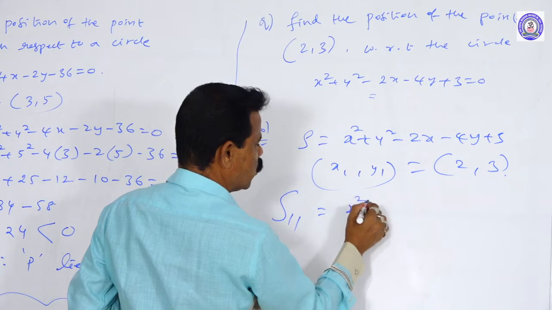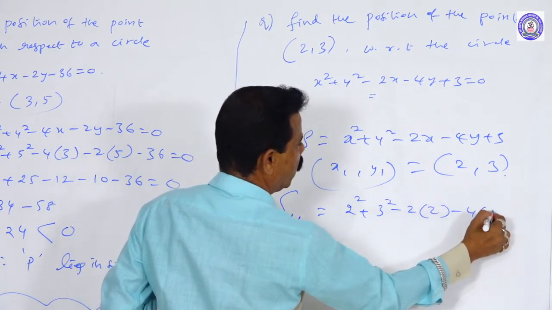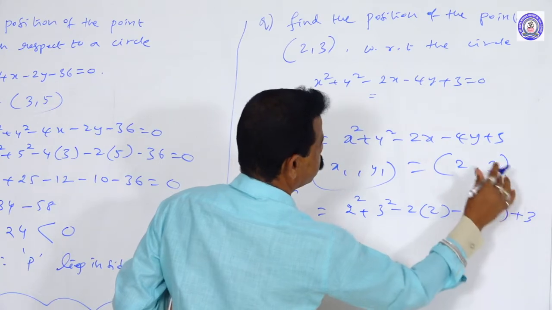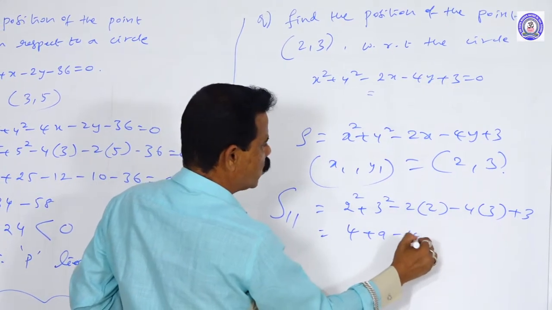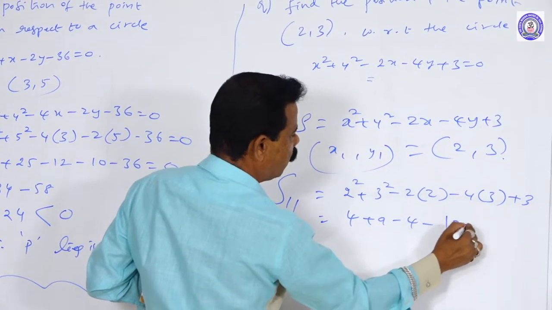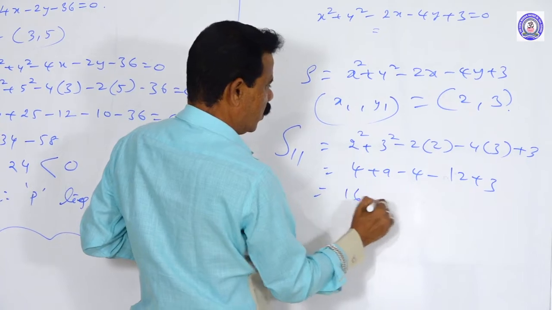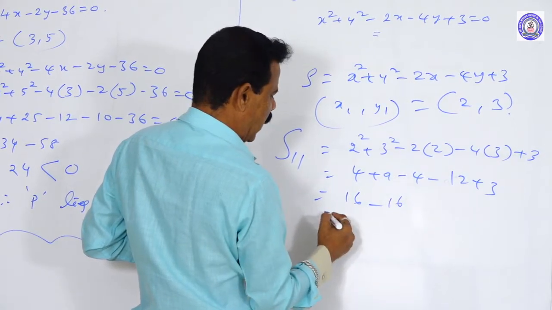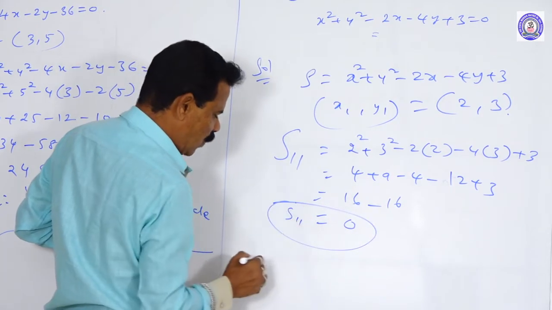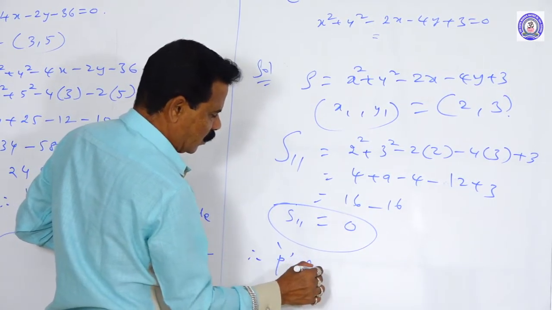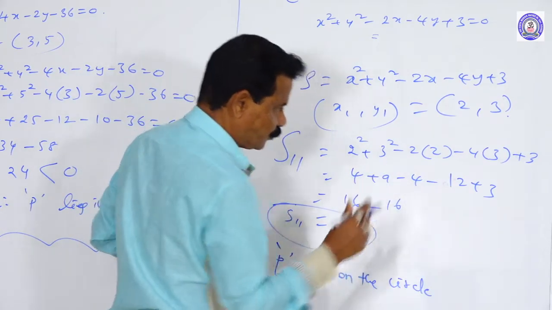x1 square, that is 2 square plus 3 square minus 2 into 2 minus 4 into 3 plus 3. It is 4 plus 9 minus 4 minus 12 plus 3. So all positives are 13 plus 3 is 16, and minus 4 minus 12 is minus 16. It is equal to 0. So S11 is 0. That's why P lies on the circle.